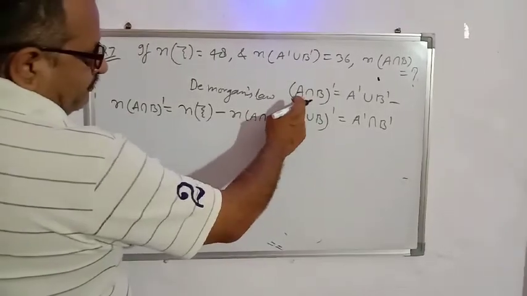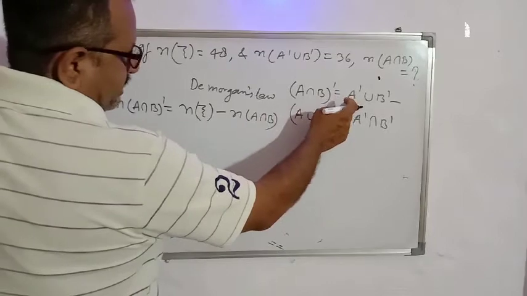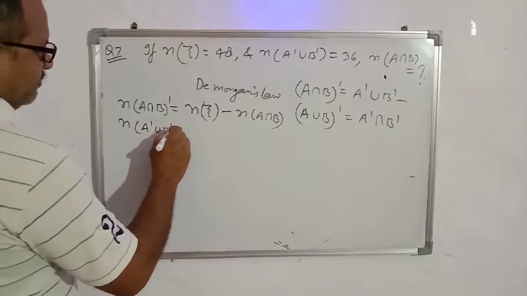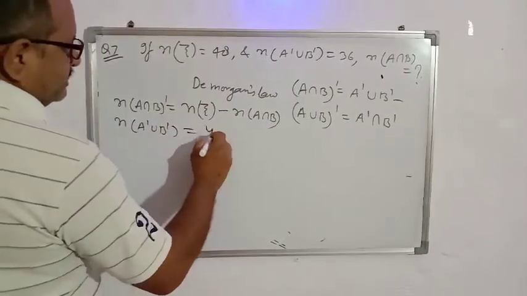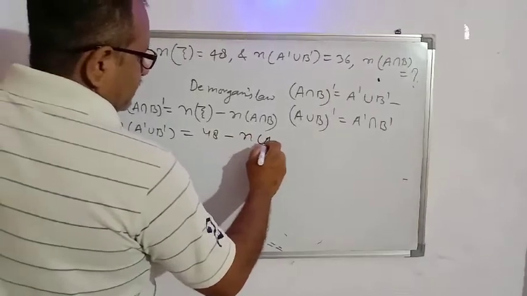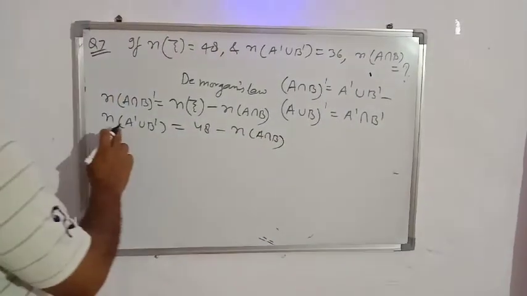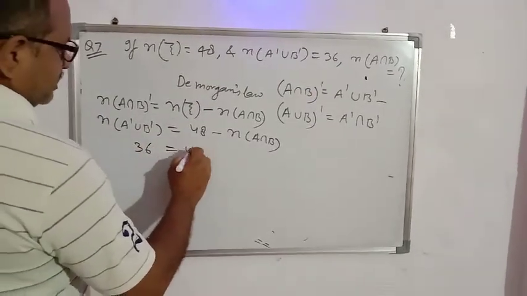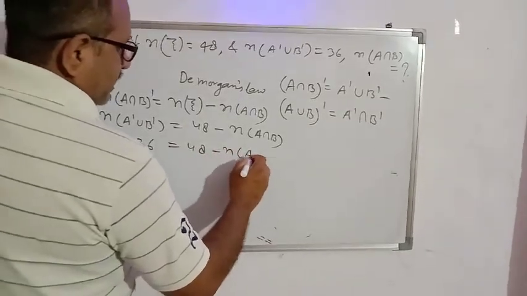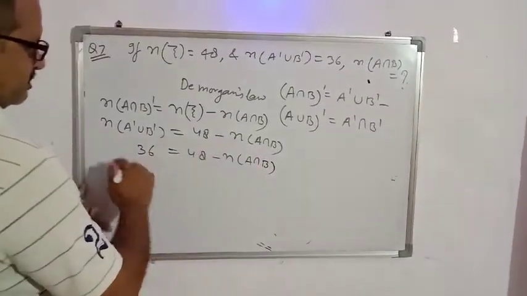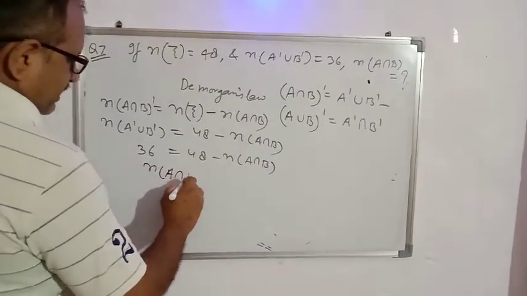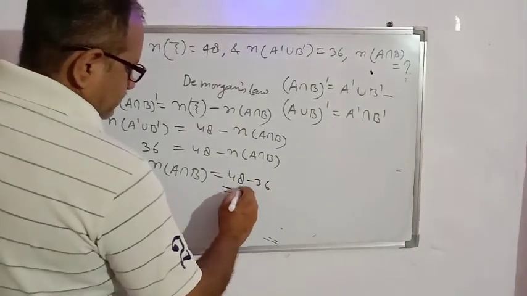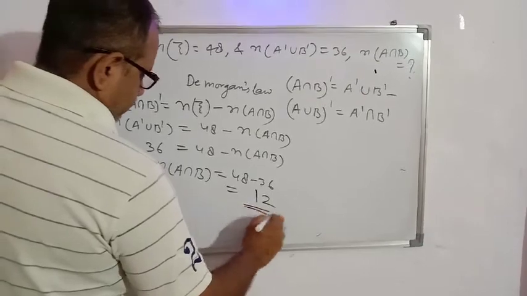By De Morgan's law, (A intersection B) complement is A dash union B dash. So we will write n(A dash union B dash). This value is given as 48 minus n(A intersection B). n(A dash union B dash) is given as 36. So 36 is equal to 48 minus n(A intersection B). Transpose n(A intersection B) to the left side and 36 to the right side: 48 minus 36 is 12.